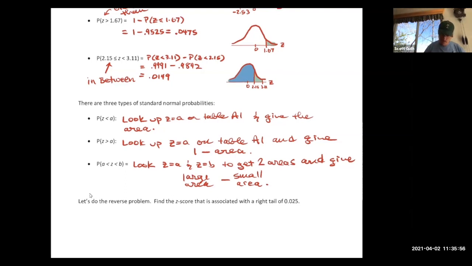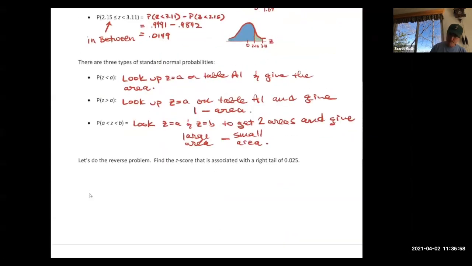I want to do a real quick reverse problem here. Just to show you, they want you to find the Z-score that goes with the right tail of area 0.025. So just real quick, I'm going to draw this and put an area of 0.025 down right there, 0.025. Okay.